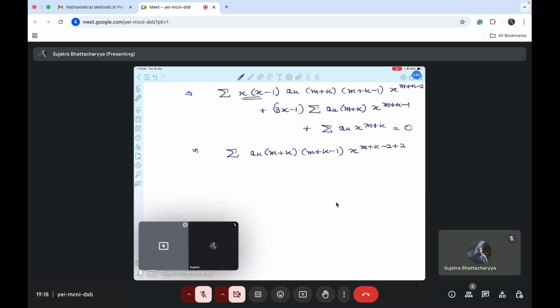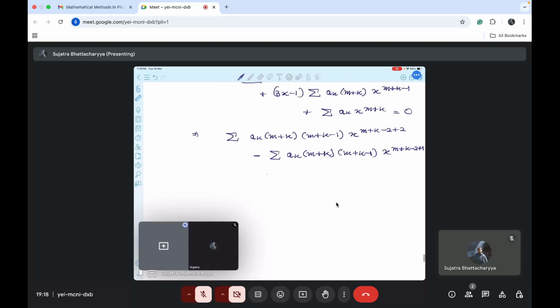This x square minus, again I am writing a summation a_k, same thing, (m+k)(m+k-1), but this time it is x^(m+k-2+1), right? Okay. Next is 3x. So 3 times summation a_k (m+k) x to the power m+k-1+1. And finally minus, so it is 3x minus 1.